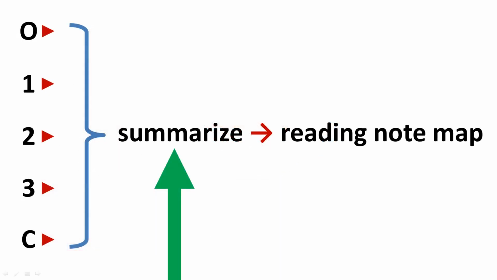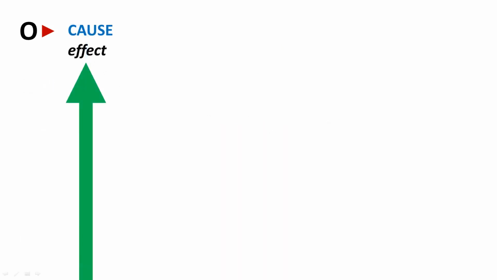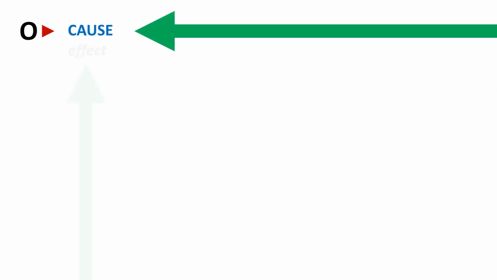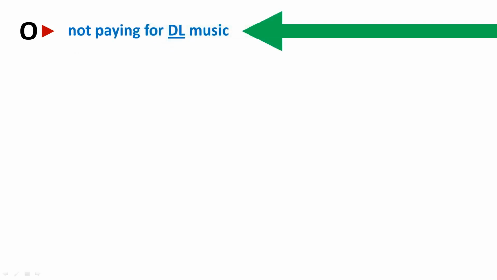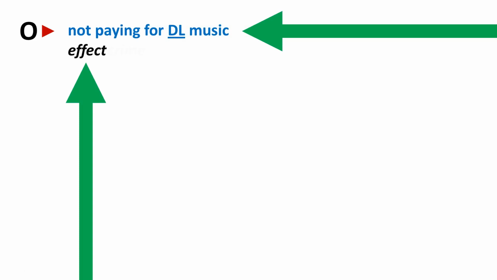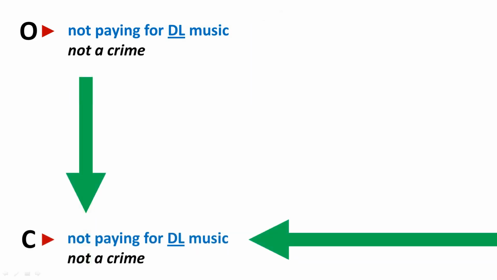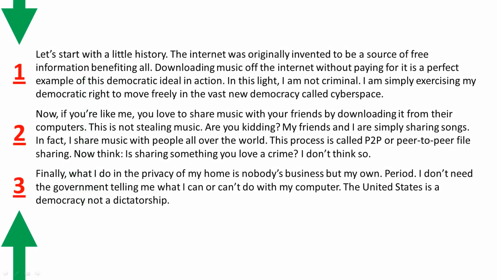Next, I summarize her opinion on my reading note map using cause and effect. Cause: not paying for downloaded music. Effect: is not a crime. Next, I repeat her opinion in the conclusion. Next, the writer will support her opinion with 3 body paragraphs.